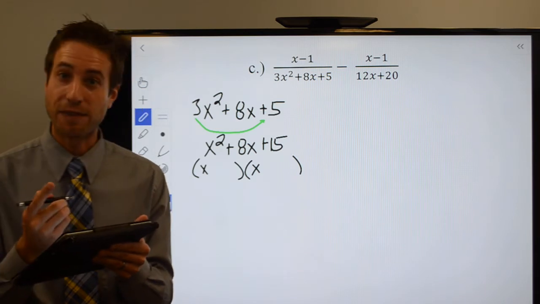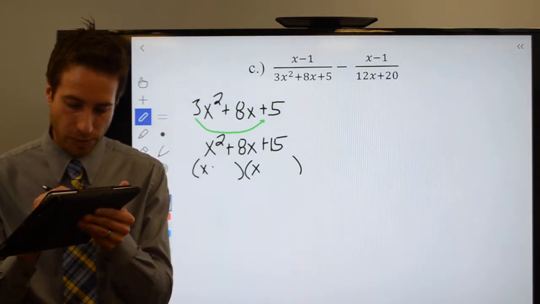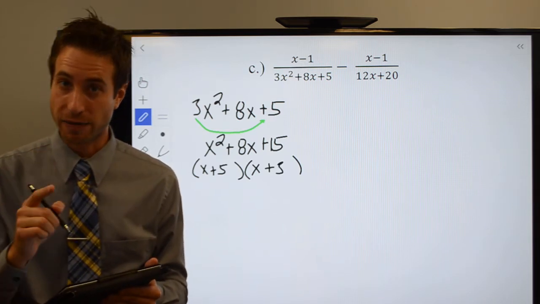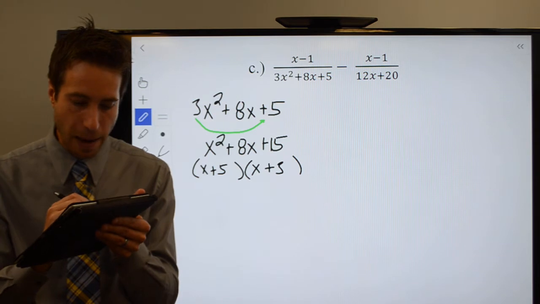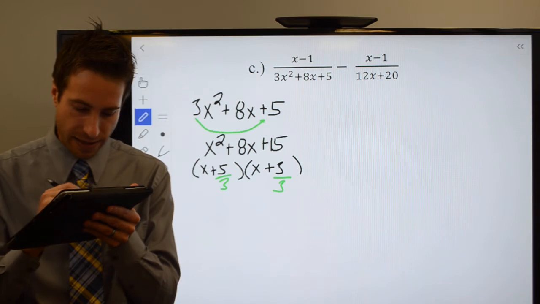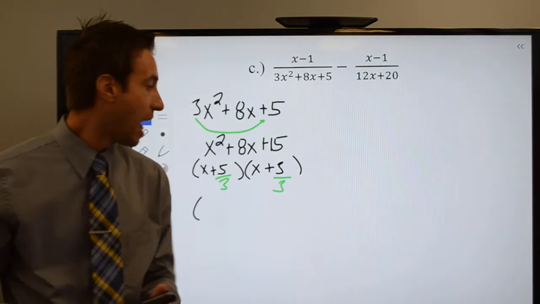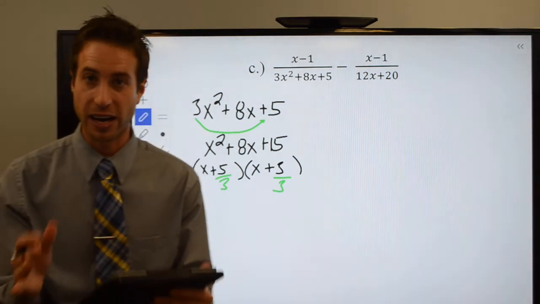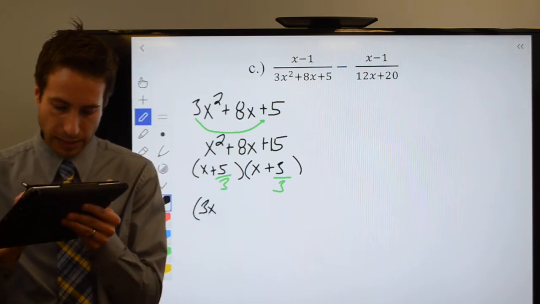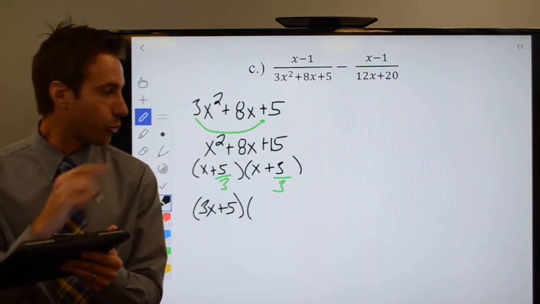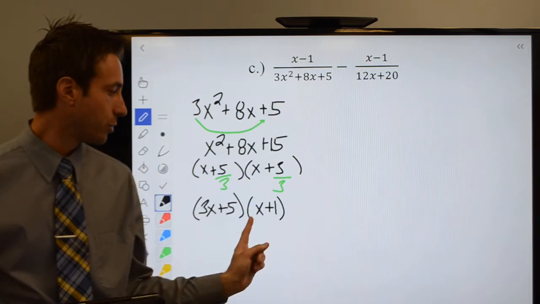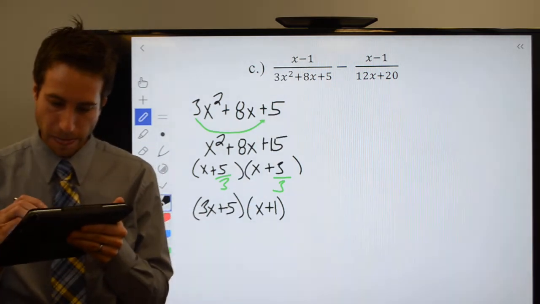To get 15, I need 5 and 3, and 5 and 3 also get me 8. So plus 5, plus 3. But the method is called slide and divide. Please do not forget to divide by the original leading coefficient, and then simplify. I can't divide 5 by 3, they're not evenly divisible, so the 3 just gets thrown up in front: 3x plus 5. And 3 divided by 3 is 1, so x plus 1.